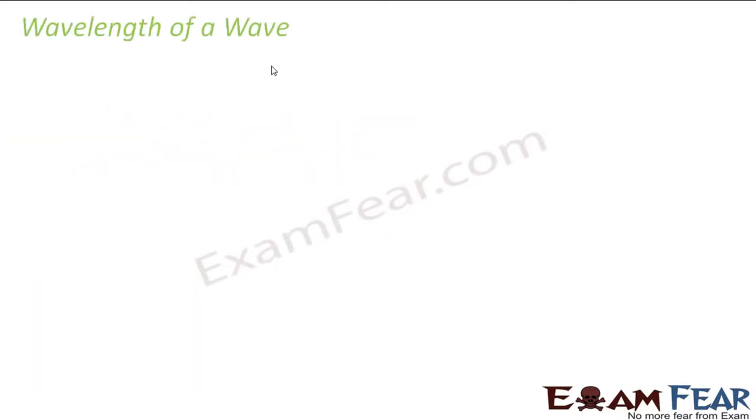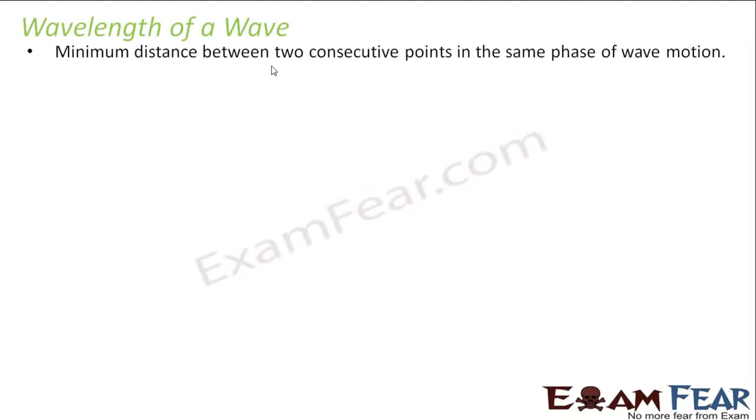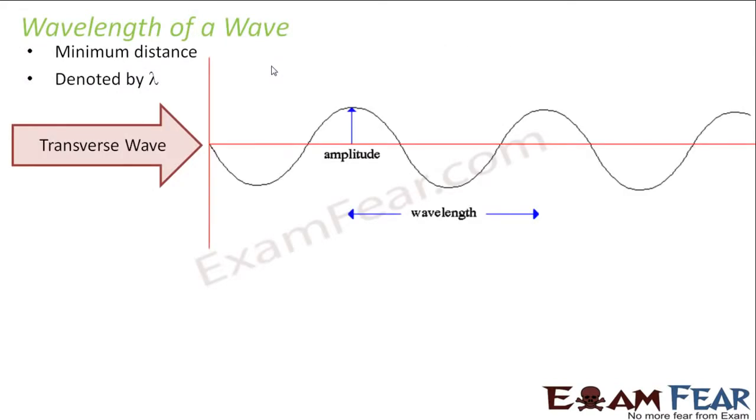Okay. Next is the wavelength of a wave. What is wavelength? It is the minimum distance between 2 consecutive points in the same phase of wave motion. It is generally denoted by lambda. So if you take this wave, just consider any 2 points which are in the same phase. So this point and this point. These are the 2 points which are in the same phase. So the distance between these 2 points is lambda. Similarly, if you consider this point and this point, they are in the same phase. So the distance between these 2 points is lambda. So this distance and this distance, they are equal, right? So the distance between any 2 points which are in the same phase is known as the wavelength of a wave.